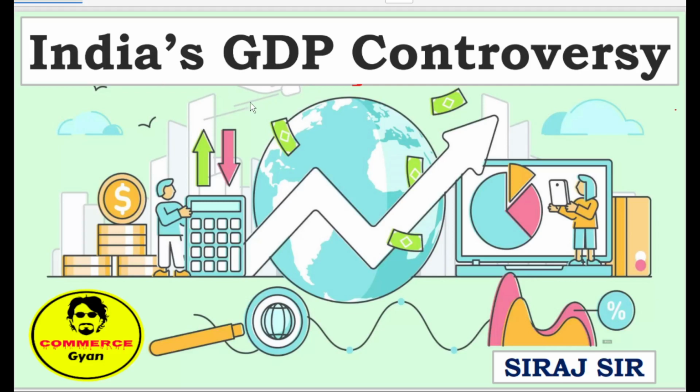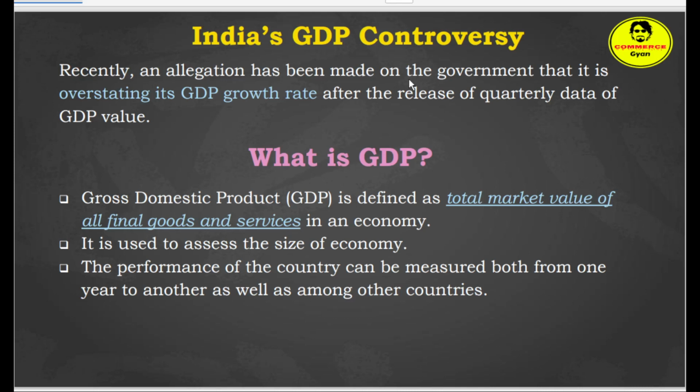In this video, we will discuss India's GDP controversy. So, what is it? Recently, an allegation has been made on the government that it is overstating its GDP growth rate after the release of quarterly GDP data. So, the main issue here is the overstating of its GDP growth rate, as some have highlighted.